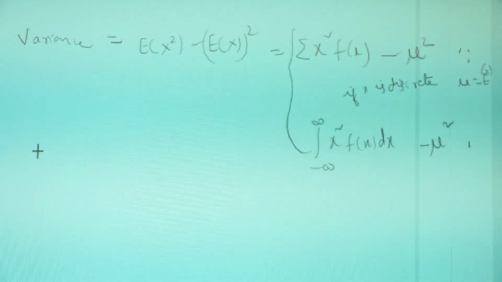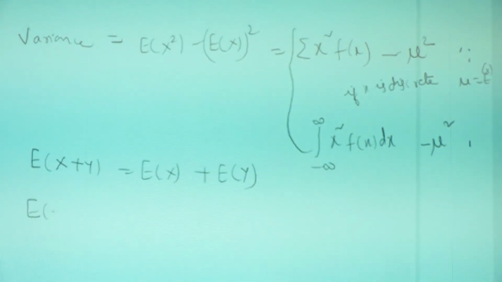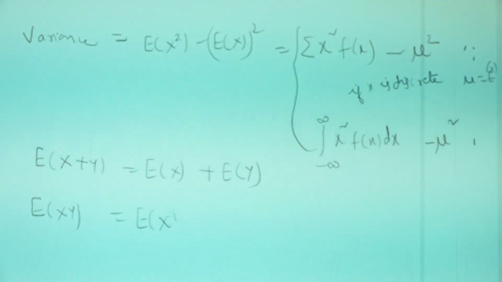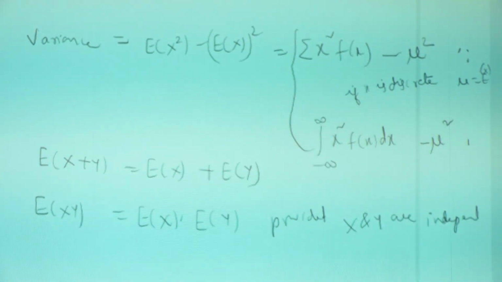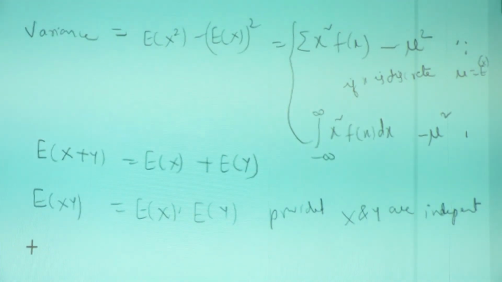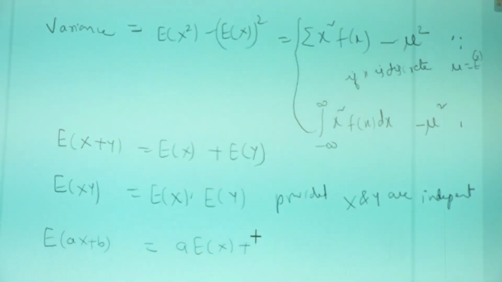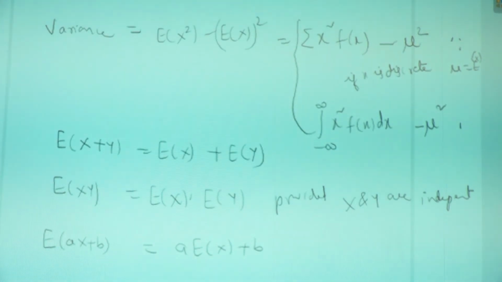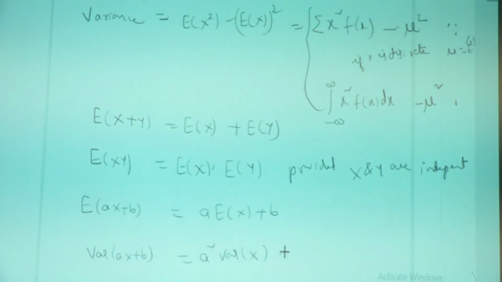Then you have some properties. E of x plus y is equal to E of x plus E of y. E of xy is equal to E of x into E of y, provided x and y are independent. Then E of ax plus b is equal to a into E of x plus b. Variance of ax plus b is equal to a square into variance of x. So this is what we have in random variables.